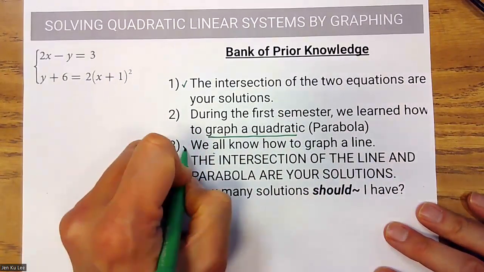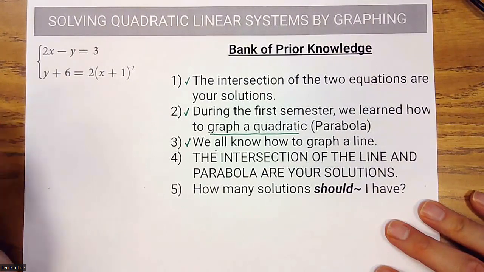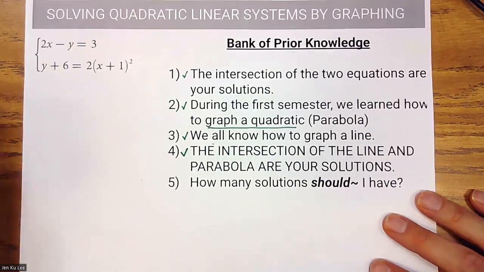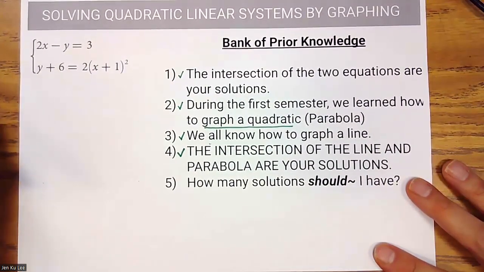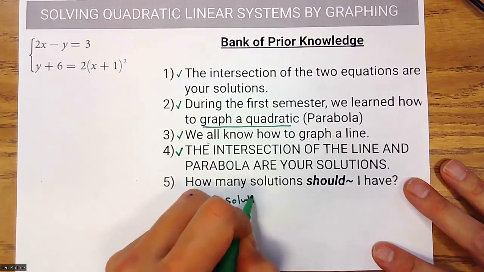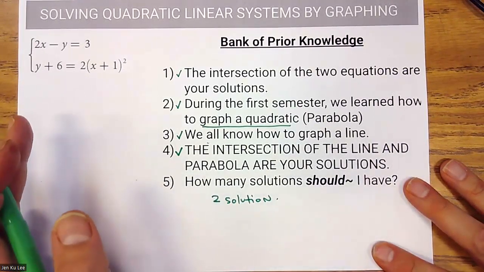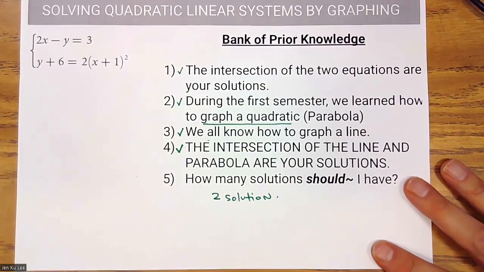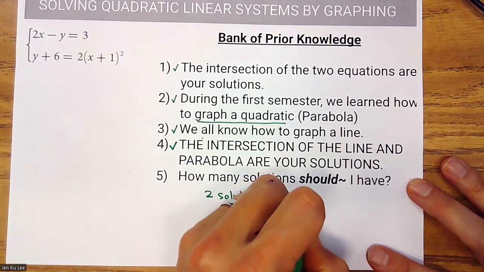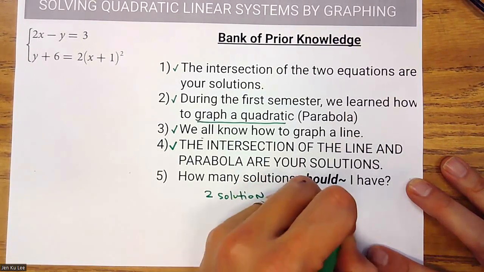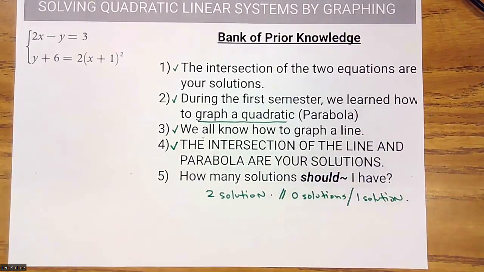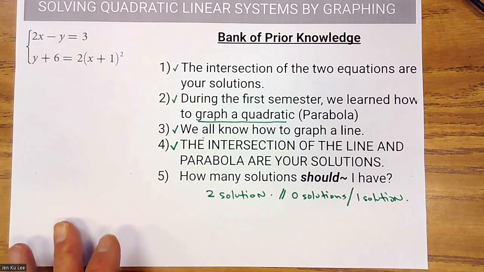And then we all know how to graph a line, right? And remember, the intersection of the line and the parabola are your solutions. So how many solutions should I have normally? 2 solutions, because in most problems, you're going to have 2 solutions, right? Or you can have 0 solutions if they don't intersect at all. We just went over that. Or you can have 1 solution if they just intersect at one point. Okay.